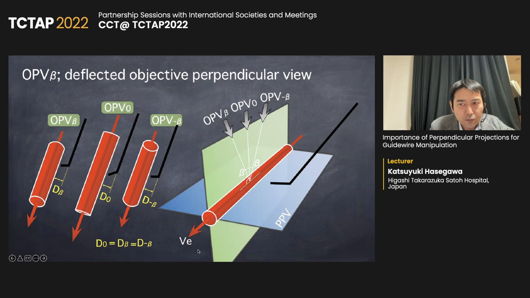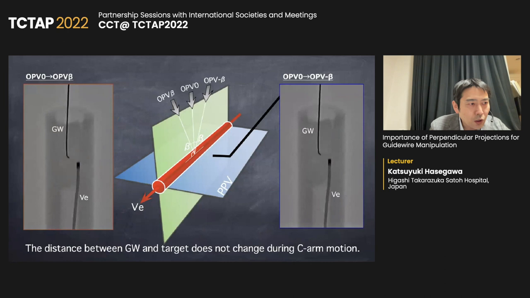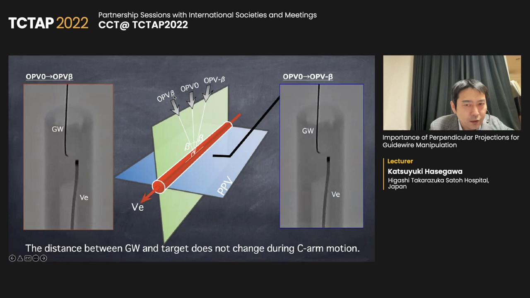ETOS movies are shown here. Suppose a microcatheter is a target. The C-arm is moving from OPV0 to OPV beta and OPV minus beta. As you can see, the distance between guide wire and VE is maintained during C-arm motion.